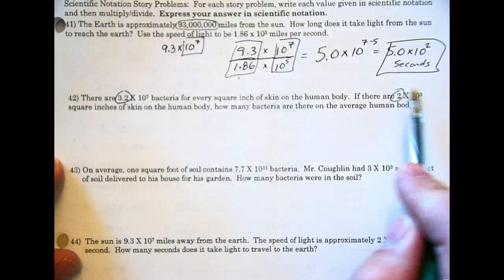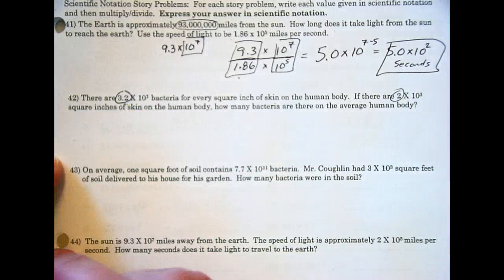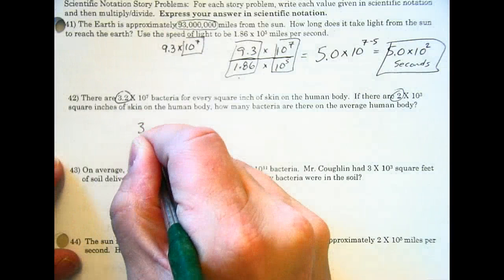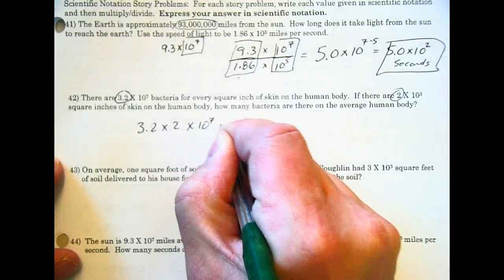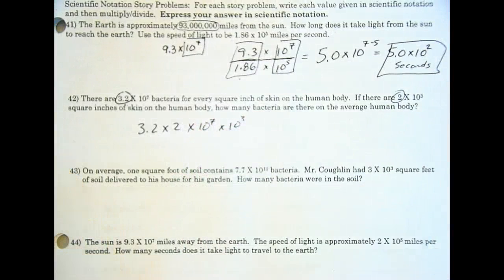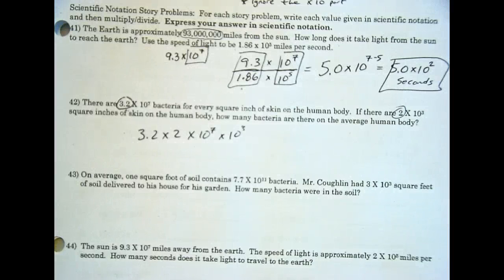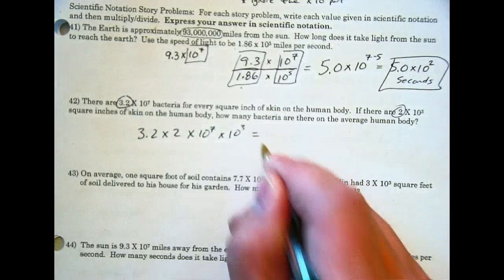3.2 for every square inch, and there are 2 square inches? Is that multiply or divide? That is multiply. 3.2 times 2 times 10 to the 7th times 10 to the 3rd. Yep, multiply it out. Come up with your answer there.